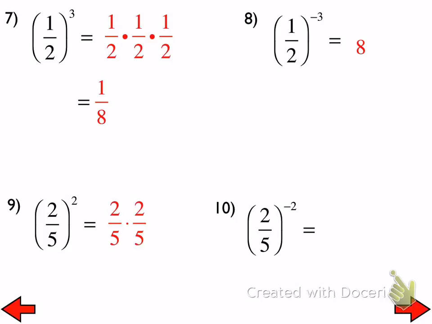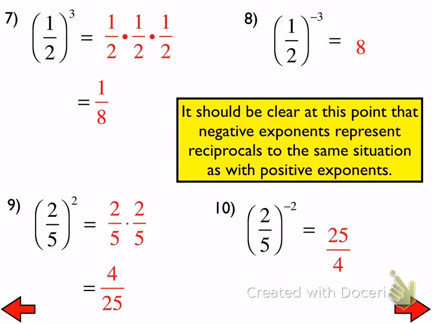So (2/5) squared we should have as 4/25. And if we have 2/5 in parentheses to the negative 2nd power, we have to find the reciprocal of that, which is 25/4. It should be clear at this point that negative exponents represent reciprocals, the same situation as with positive exponents. You should see that. Yes, ma'am? No, not right now. Yes.